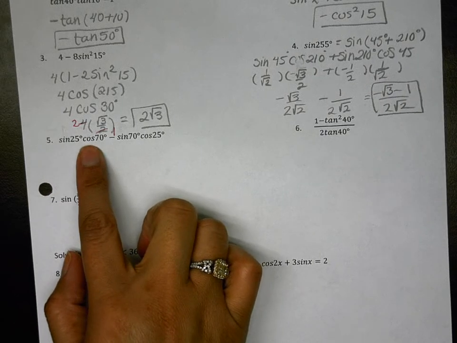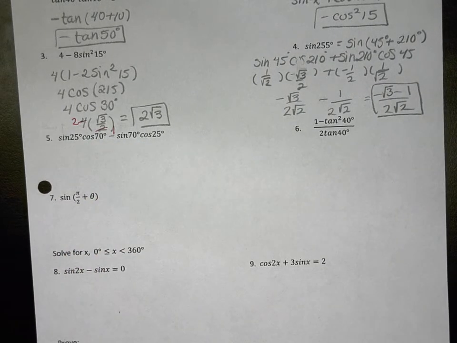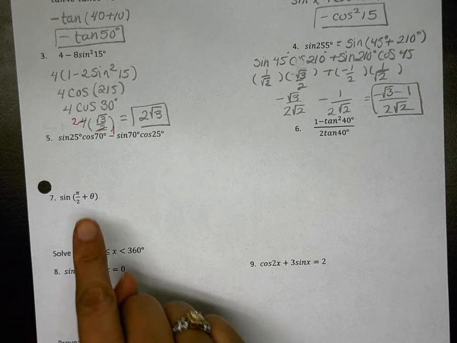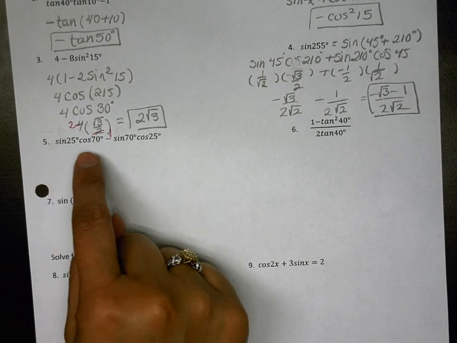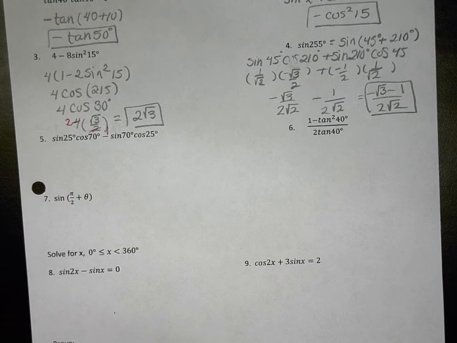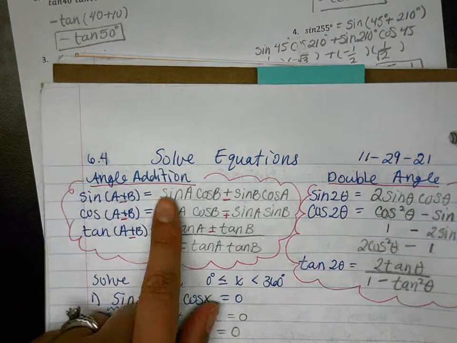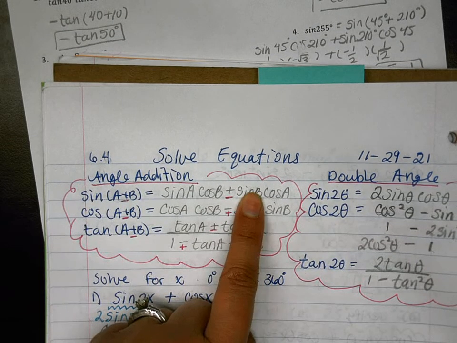Sine, cosine, sine, cosine. Is that the sine formula or the cosine formula? What is it? Cosine? Sine, why is it sine? Because it has sine and cosine. Do you agree? Sine is the friendly one. If it has sine and cosine, it's sine. Do you guys agree? Okay. I will show you right now. Sine with cosine is the friendly formula.